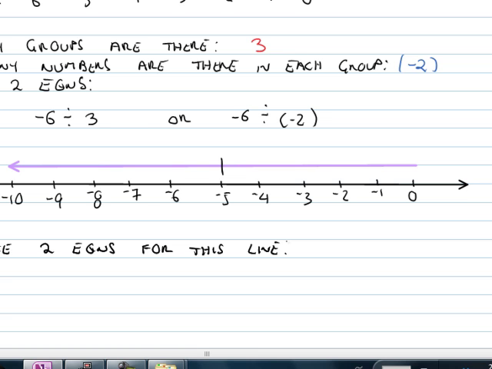So think about what step 1 says. Think about what step 2 says. How many groups do you see out there? How many groups do you see? That's right.